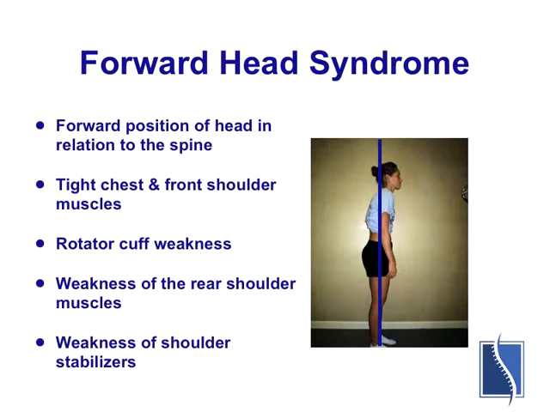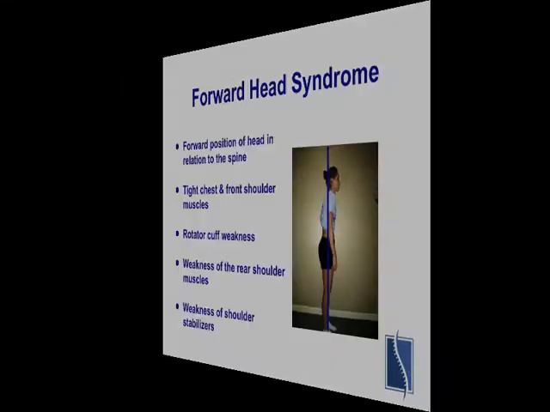Now, in addition to that, you're going to have muscle imbalances that develop in the form of tight chest and the front part of the shoulder muscles. Your rotator cuff is going to become weak, and the rotator cuff are the group of 4 muscles that basically surround the upper arm and create the motion that we need in the upper arm. You're going to have weakness in the rear shoulder muscles, and then weakness in the shoulder stabilizing muscles. So those are the imbalances that are going to be characteristic of the forward head syndrome.